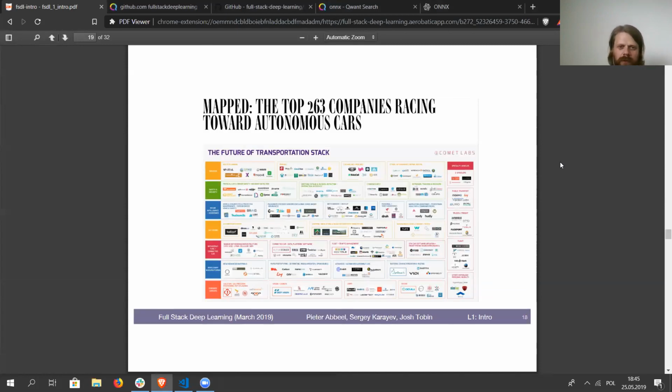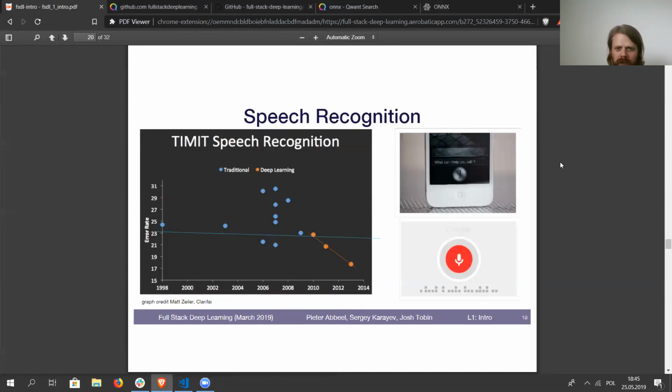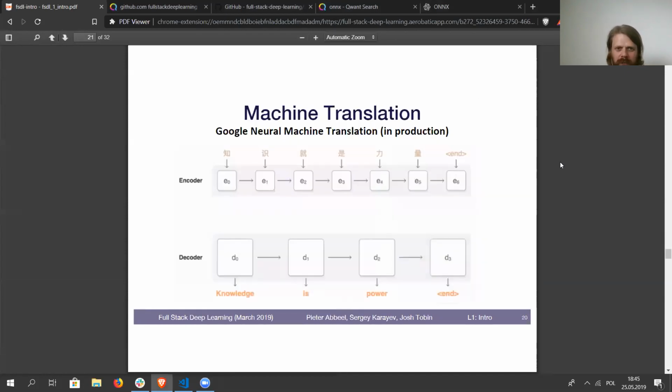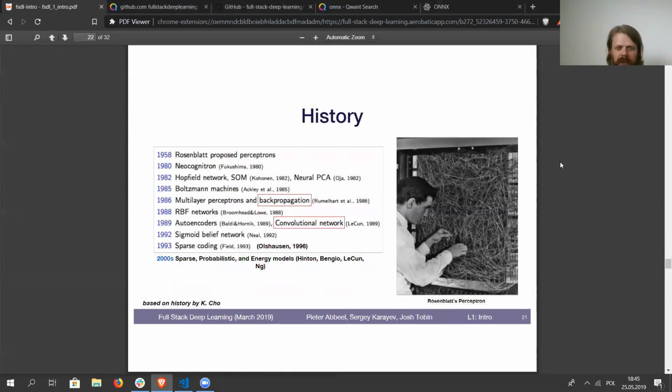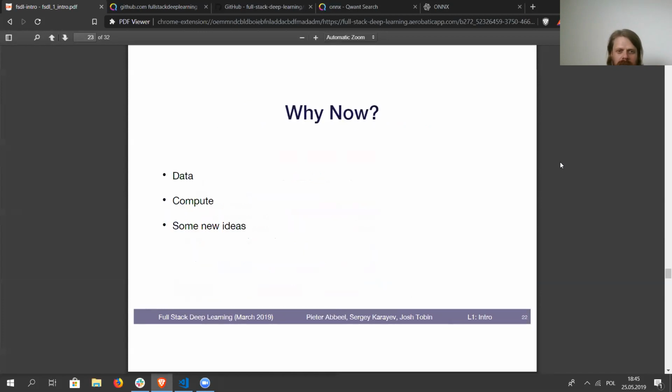Right, and he was talking about the autonomous vehicles, that it's a big thing as well, and a lot of companies are trying to be on the market with that. Speech recognition with neural networks, machine translation. It actually started a long time ago: 1950s, backpropagation in the 1980s, the convolutional neural network by Jan LeCun in '89. But all of that was not possible because the compute power was not enough, or there was not enough data.